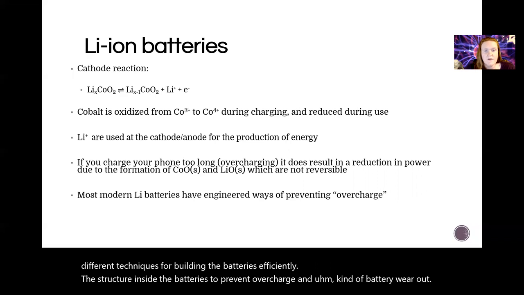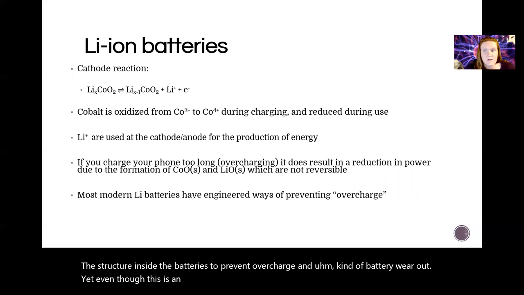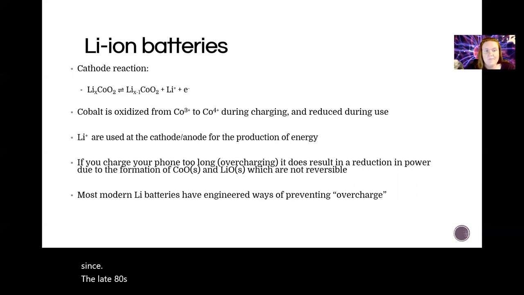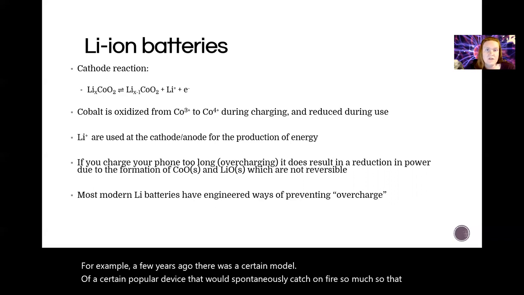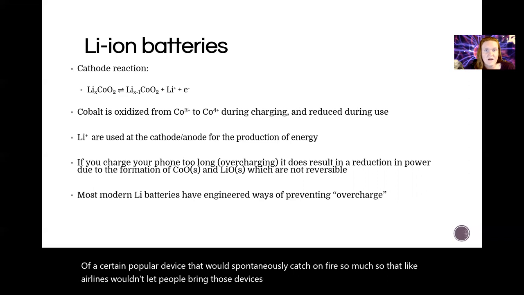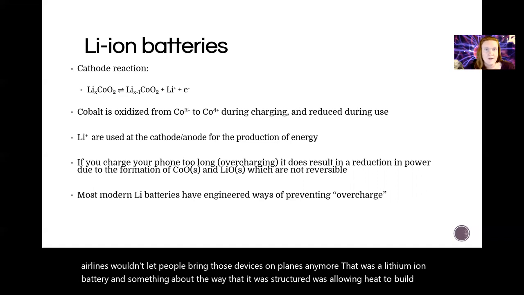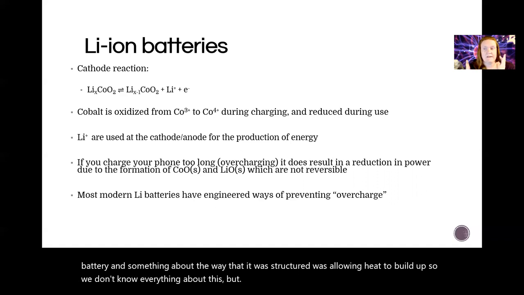And yet, even though this is an active area of research and we've been using lithium ion batteries since the late 80s, we still don't actually know everything about them. There's still work being done. For example, a few years ago, there was a certain model of a certain popular device that would spontaneously catch on fire, so much so that airlines wouldn't let people bring those devices on planes anymore. That was a lithium ion battery, and something about the way that it was structured was allowing heat to build up. So we don't know everything about this, but here's the basics.